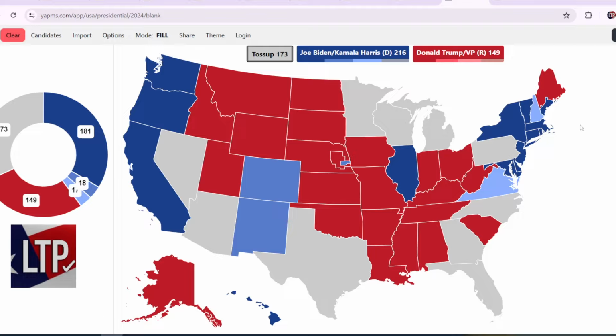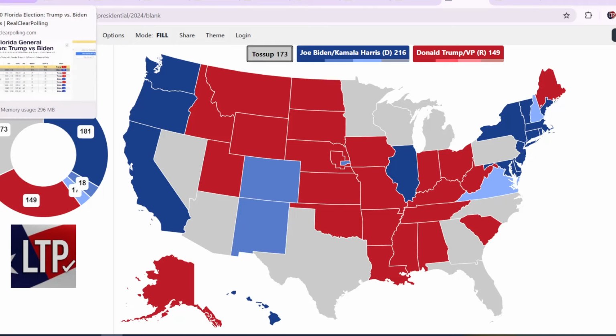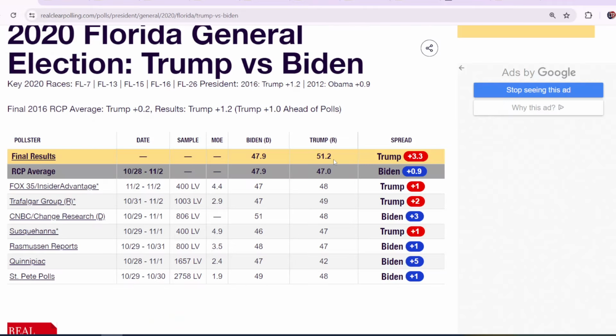Now back to the topic of today's video. I'm going to be filling out the electoral map based off of this year's current polling averages, and I'm going to be applying the 2020 polling error into the current polling averages out of this month, or the latest ones. So start off with Florida.